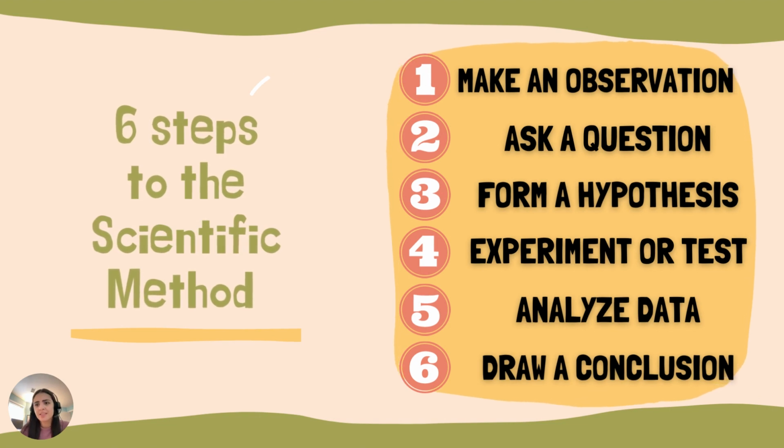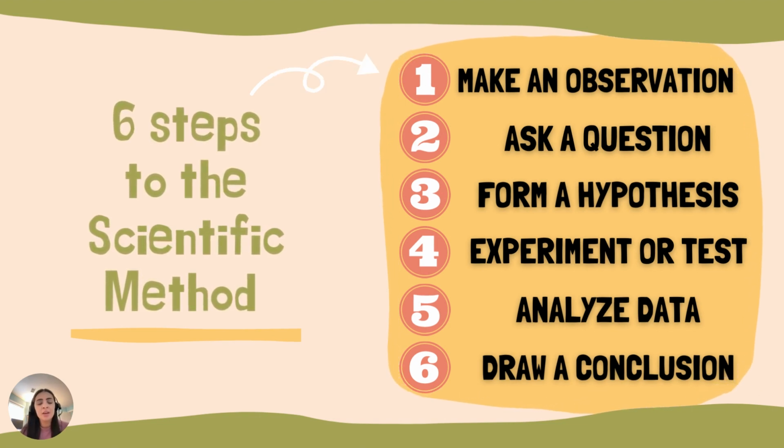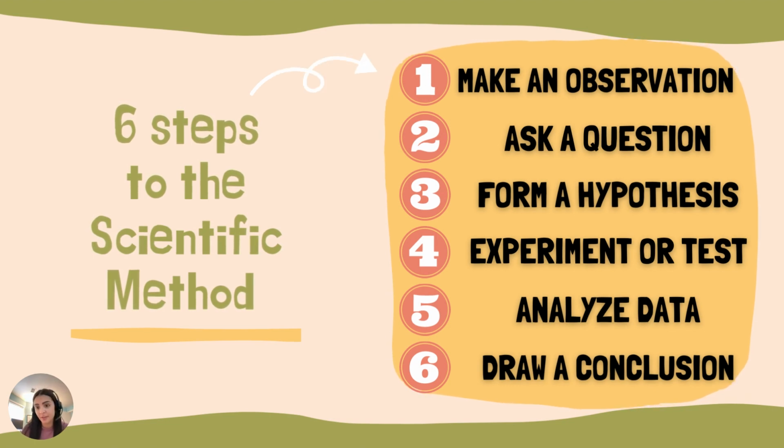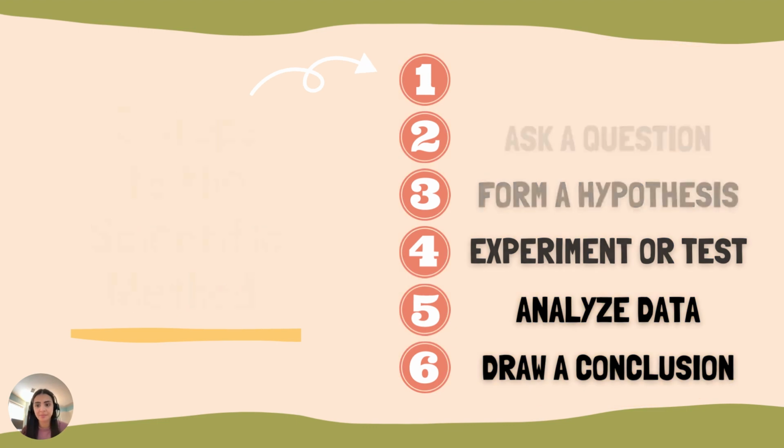So, what are the 6 steps to the scientific method? Briefly, they are the following. 1. Making an initial observation. 2. Asking a question. 3. Forming a hypothesis. 4. Conducting an experiment or testing the hypothesis. Number 5. Analyzing the gathered data. And lastly, number 6. Drawing a conclusion. Now let's take a closer look at each of the steps of the process while also viewing an example of it.